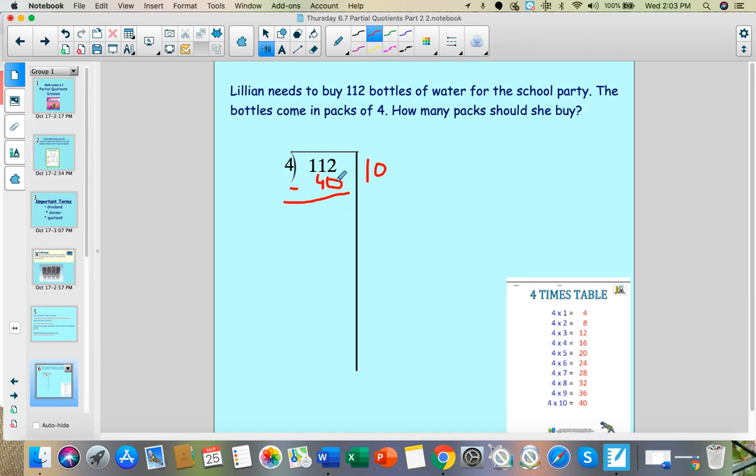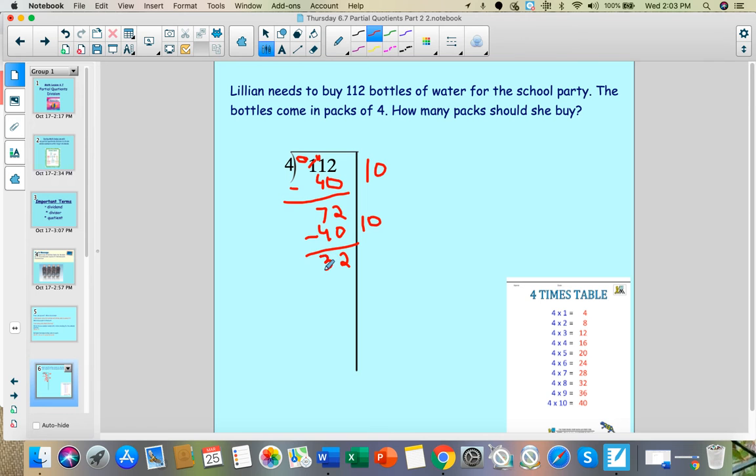Now we can subtract. 2 minus 0 is 2. From 1, you cannot take away 4, so we borrow from here. That becomes a 0, and this becomes an 11. So 11 minus 4 is 7. I can still keep going because my remainder here is bigger than my divisor, and I can still use 10 because 10 times 4 is 40, and 40 is less than 72. So I can use another 10, and you subtract 72 minus 40, and I will get 2 minus 0 is 2, and 7 minus 4 is 3.